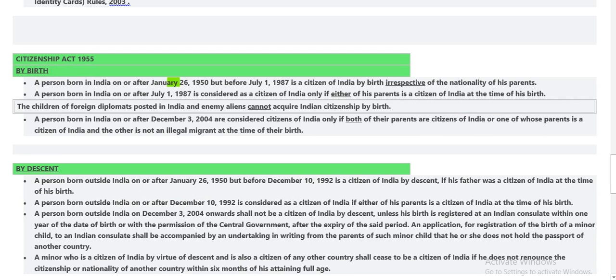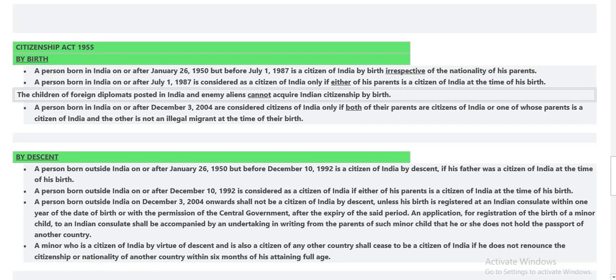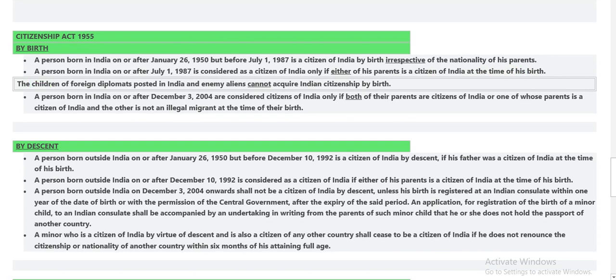Citizenship Act 1955. By birth. A person born in India on or after January 26, 1950 but before July 1, 1987 is a citizen of India by birth irrespective of the nationality of his parents. A person born in India on or after July 1, 1987 is considered a citizen of India only if either of his parents is a citizen of India at the time of his birth. The children of foreign diplomats posted in India and enemy aliens cannot acquire Indian citizenship by birth.